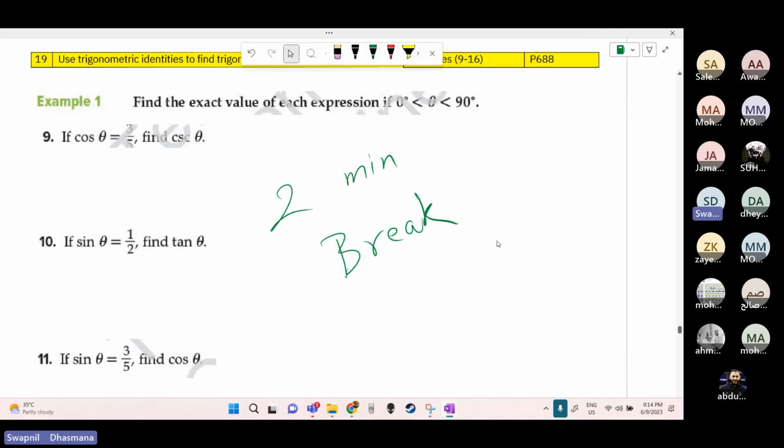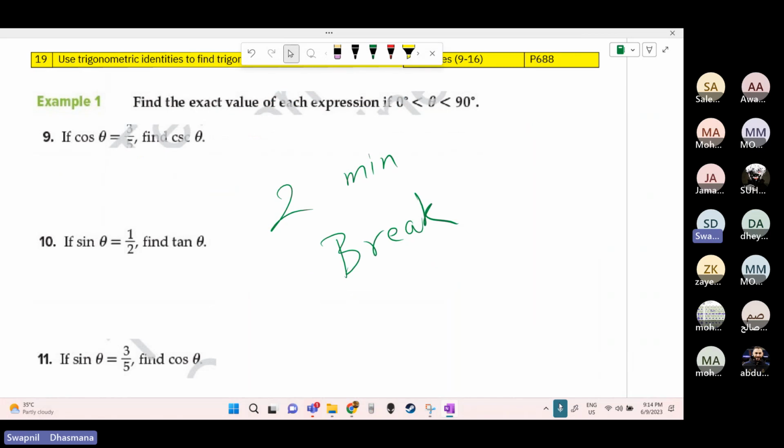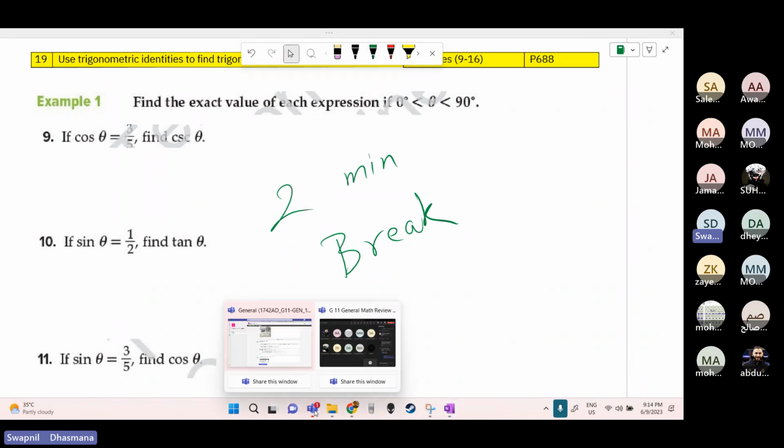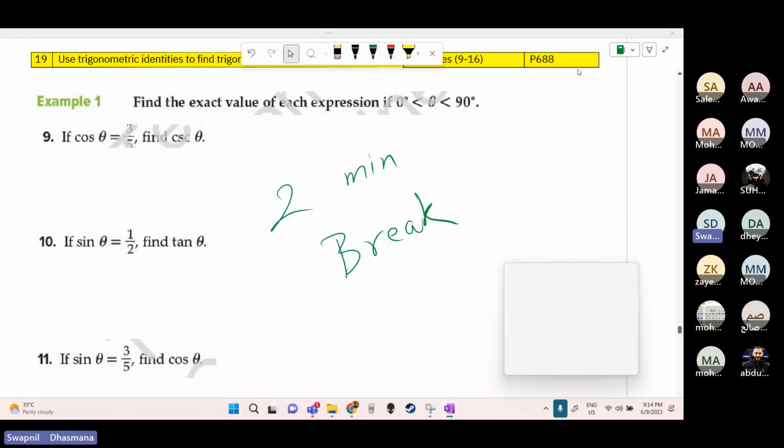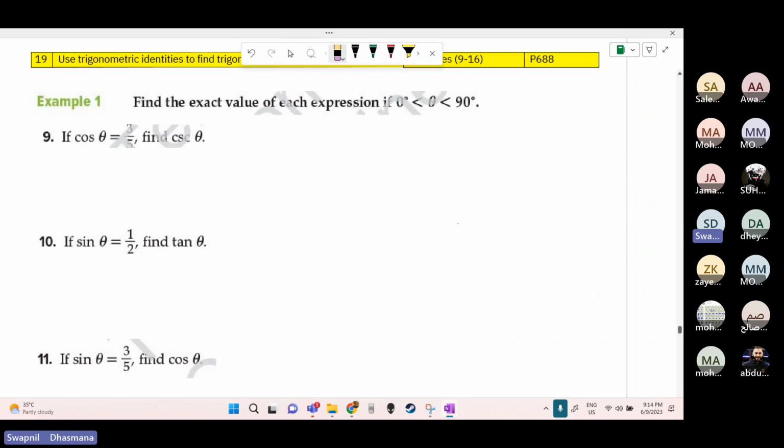All right, so I hope you guys are back as well. If you were out, welcome back. So we are looking at values now, exact values, how to find them.